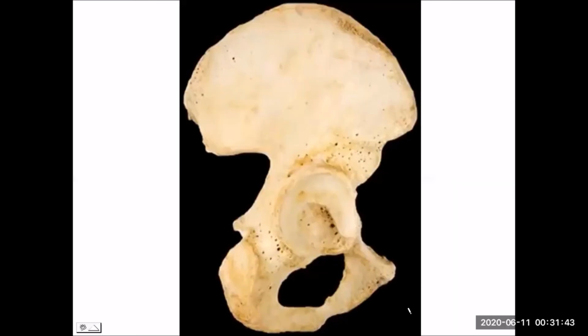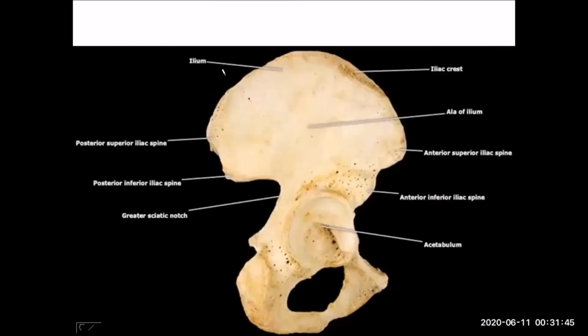And we'll go back to the lateral view. And again, from that iliac crest, posterior superior iliac spine, anterior superior iliac spine, and then dropping down inferior, anterior inferior iliac spine, posterior inferior iliac spine.